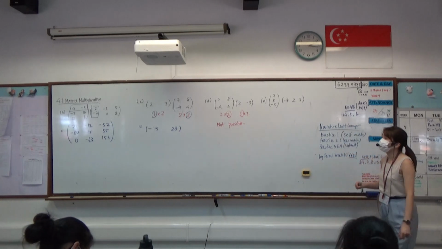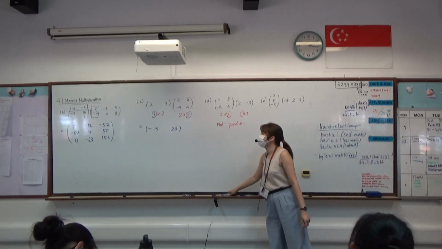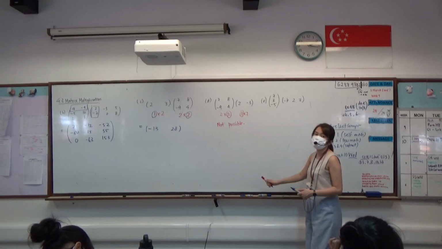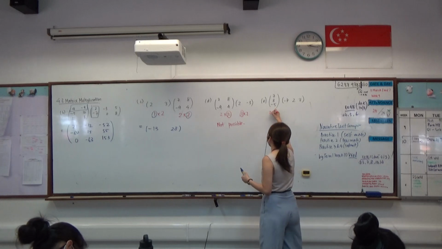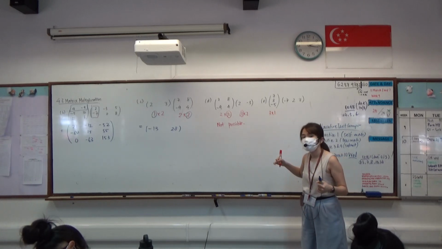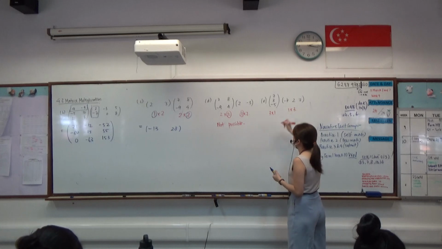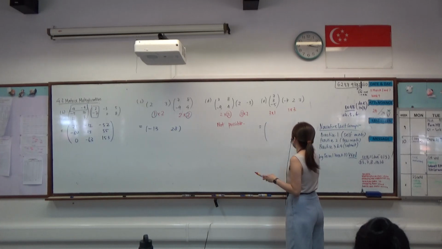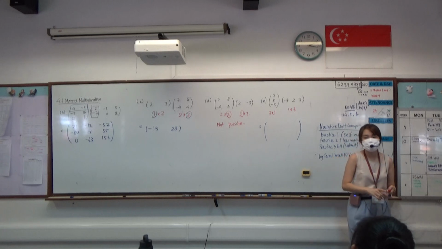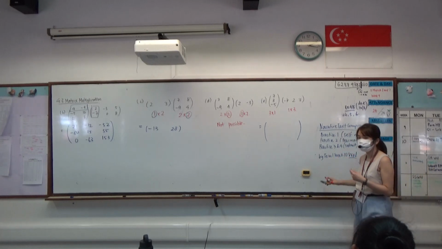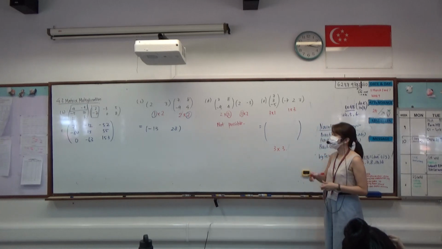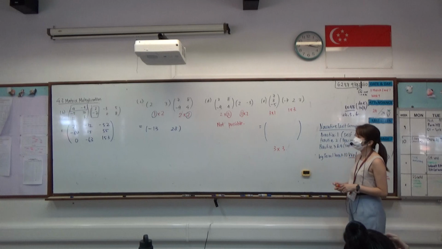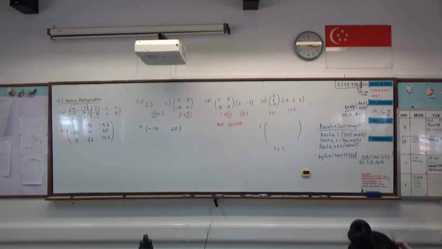Okay, next we look at part E. For part E, what is the order of this matrix here? Zhen Quan? 3 by 1. And the matrix on the right, what do you have? 1 by 3. Okay, so the matrix that I'm going to get at the end, what will the order be? Alia? 3 by 3. Okay, so could you give this a try? Try to figure out what are the elements found in this matrix. Give you 2 minutes as well.